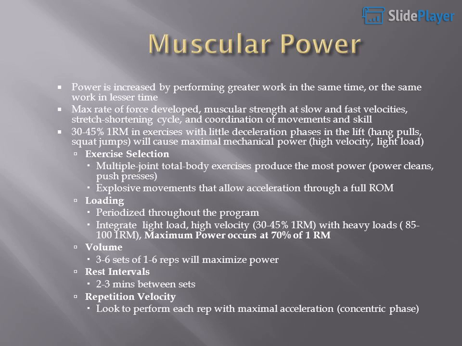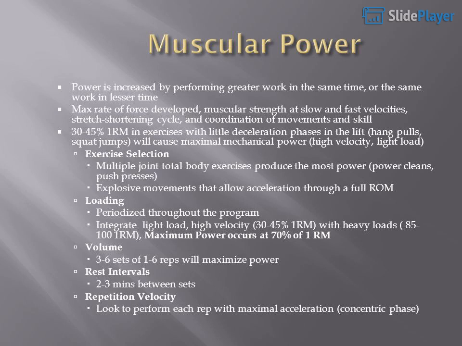Exercise selection. Multiple joint total body exercises produce the most power, power cleans, push presses. Explosive movements that allow acceleration through a full ROM. Loading. Periodized throughout the program. Integrate light load, high velocity, 30 to 45% 1 RM, with heavy loads, 85 to 100% 1 RM. Maximum power occurs at 70% of 1 RM.